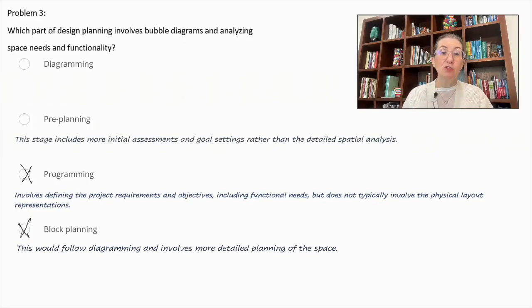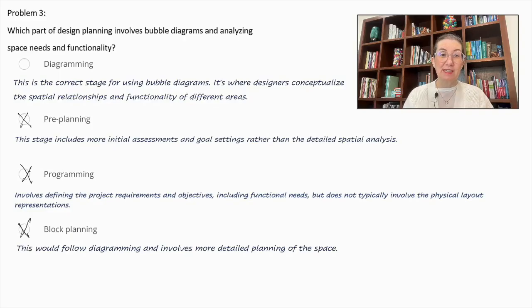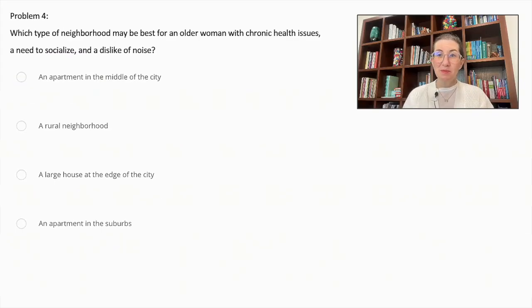Pre-planning. This stage includes more initial assessments and goal settings rather than the detailed spatial analysis, so we can cross that out. Diagramming. This is the correct stage for using bubble diagrams. It's where designers conceptualize the spatial relationships and functionality of different areas. Diagramming, therefore, is indeed where bubble diagrams are most relevant, particularly for visualizing and experimenting with space, functionalities, and relationships early in the design process.